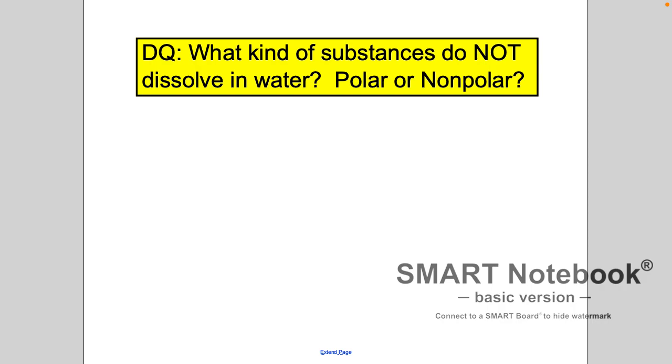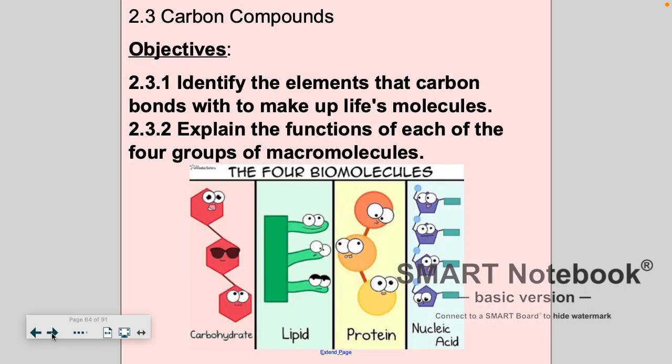Okay, moving on. So today's lecture is on 2.3, the carbon compounds, and I like to call them the macromolecules or biomolecules because life is made up of cells. And if you ask yourself what are cells made up of, eventually you're going to get to an atom. But what's the link between an atom and a cell? Well, it's macromolecules, okay? A cell is made up of these four types of large molecules.